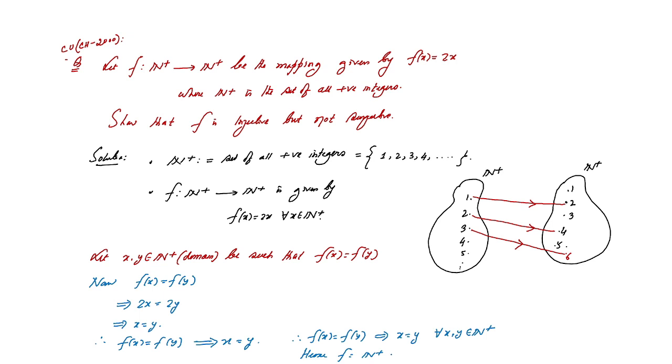And hence f from N plus to N plus is injective, that means different elements of N plus map to different elements of the codomain set N plus. Now here you will see the element 1 has no preimage, the element 3 has no preimage, 5 has none; any odd number in the codomain set has no preimage. So just take an odd number. For the second part, let 1 belong to N plus, and this is the codomain.